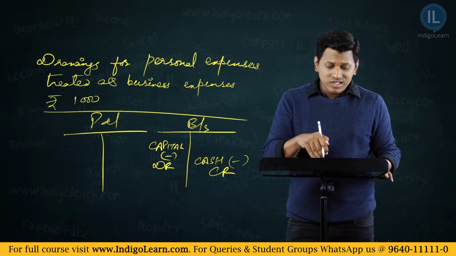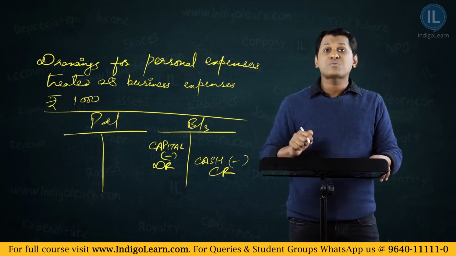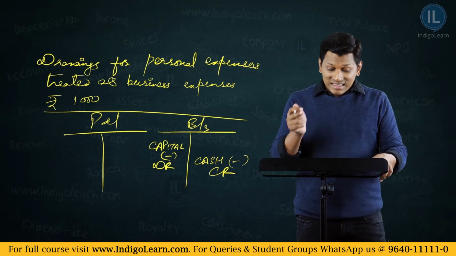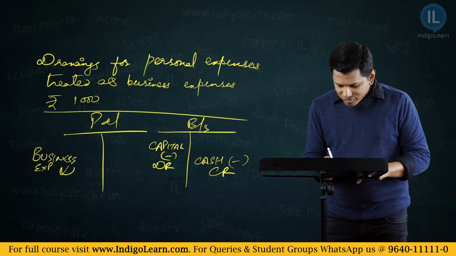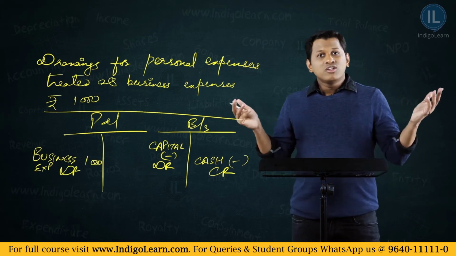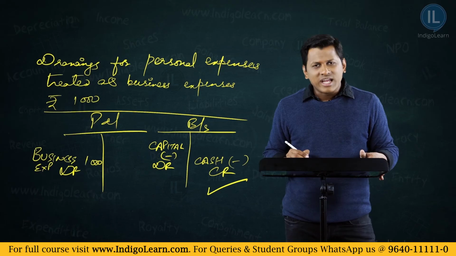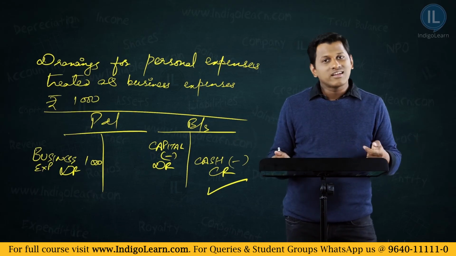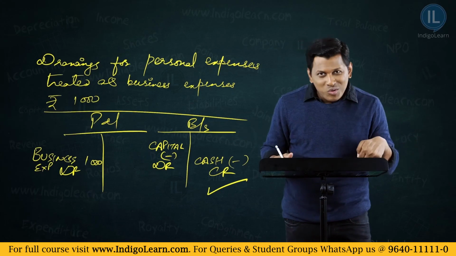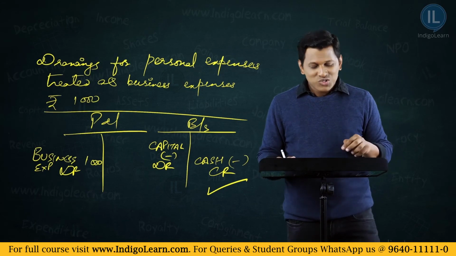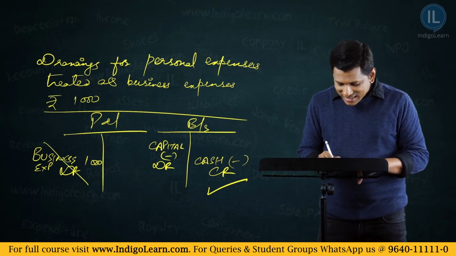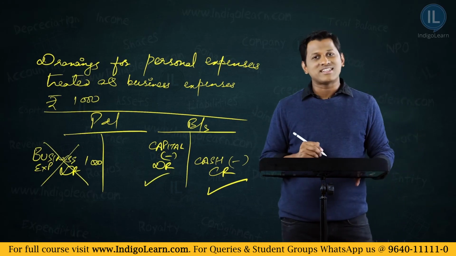But what did the person do? They have treated this as business expense. So they did not debit to capital. They instead debited business expense to the extent of 1000. So you are very clear about it. Credit to cash, is that right? Yes, it's right. Debit should have been to capital account, but debit went to business expenses. Understood the problem? So you should not have treated this as business expense. You should have treated this as capital.